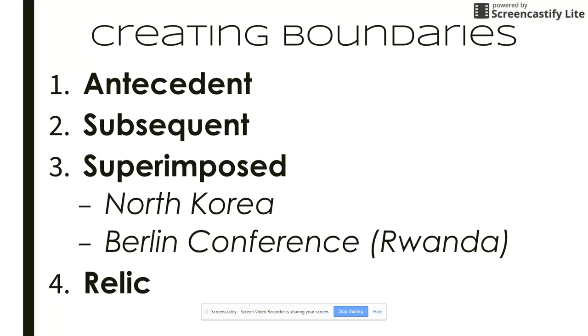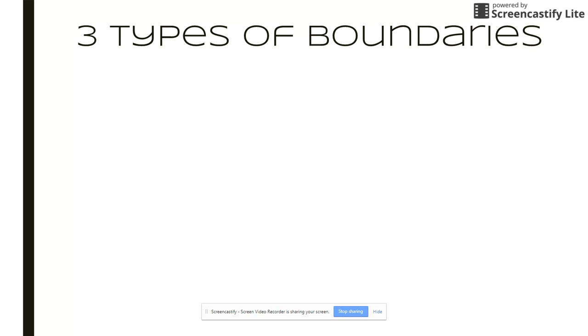The last type of boundary that is created is a relic boundary. It's generally a national border that did exist that no longer does today, but we can still see the remnants of that boundary line. These four are your four examples of creating boundaries. So then there are three specific types of boundaries that you will become familiar with and need to expert during this unit. One of them is a physical boundary.